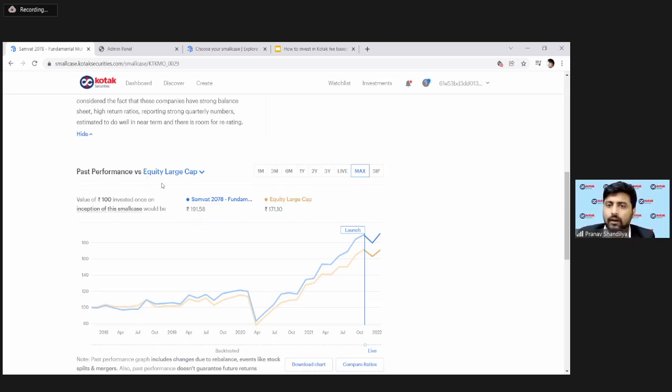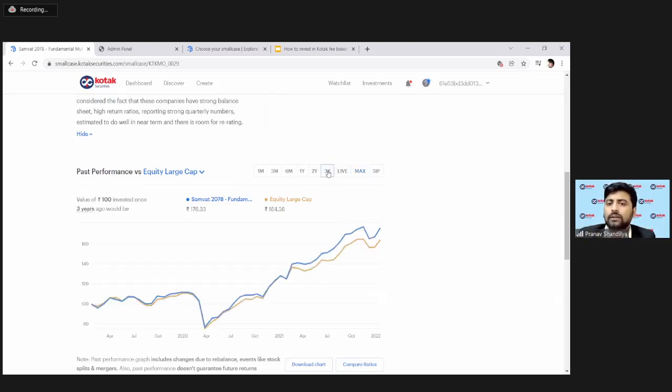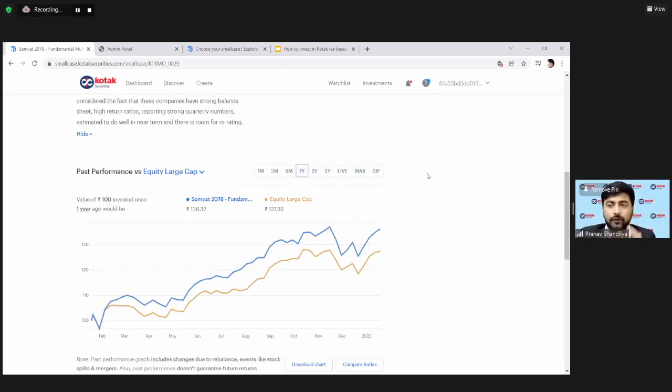Over here, if you wish to figure out how this basket has performed in the last 3 years or 2 years or 1 year with respect to an index, you can go ahead, click on the 3-year button, 2-year button, 1-year button, and so on, and try to figure out how this basket has performed.